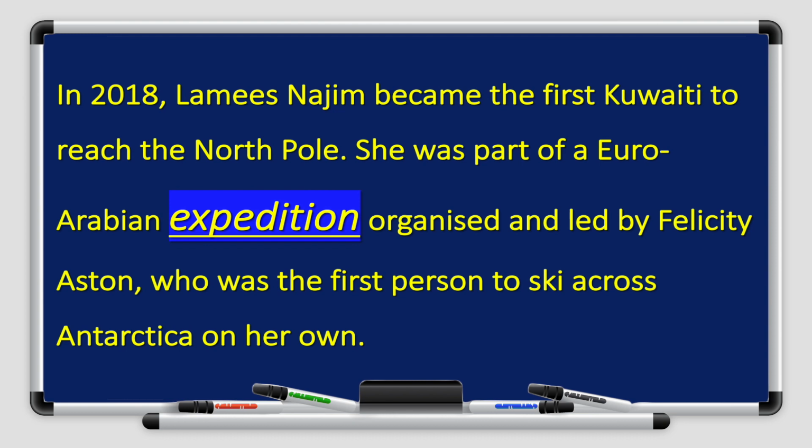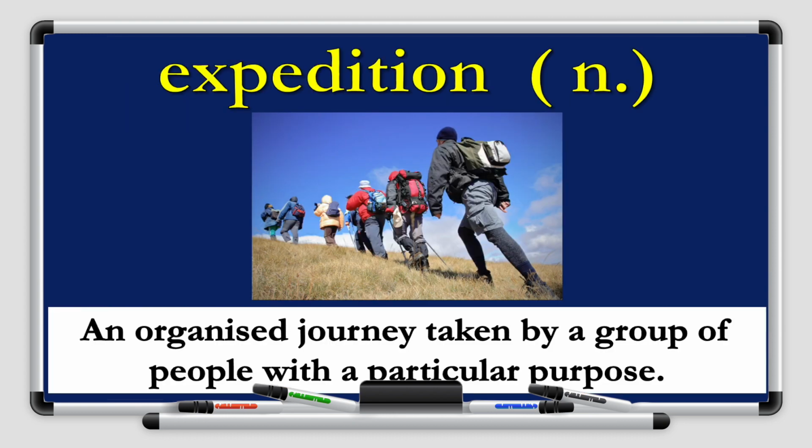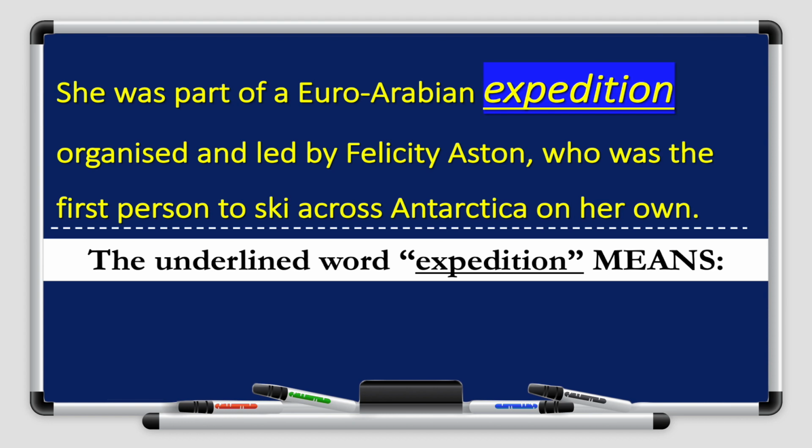The new word is expedition. What is the meaning of expedition? Let's say I don't know the meaning of the word. So, first of all, we have to look at the sentence itself. She was part of a Euro-Arabian expedition organized and led by Felicity Aston. The meaning of expedition, first of all, expedition is a noun. An expedition is an organized journey taken by a group of people with a particular purpose.